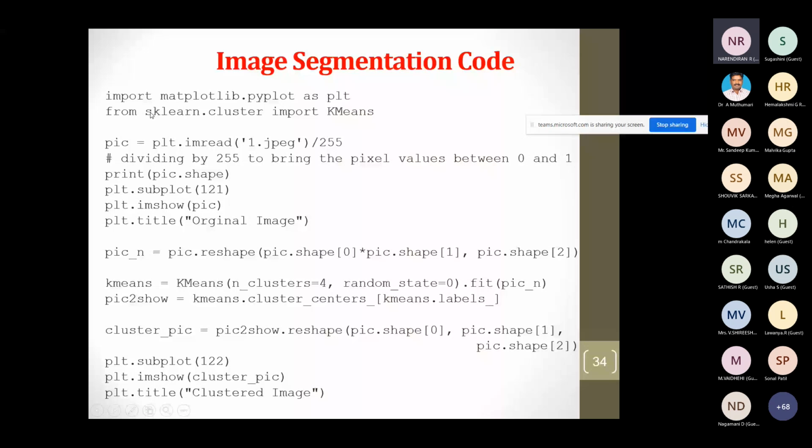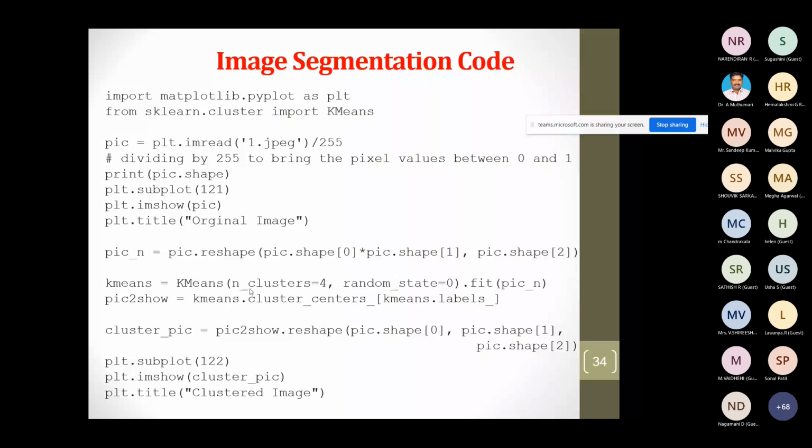Right, anyway, the same package I am using here, cluster. We are going to import K-means. K-means I am going to apply. For applying K-means, I need a two-dimensional array. Once I read the image, it is a three-dimensional array, right? I have to make that three-dimensional array into a two-dimensional array. There is a function called reshape. With that help, I am going to make it into two-dimensional.